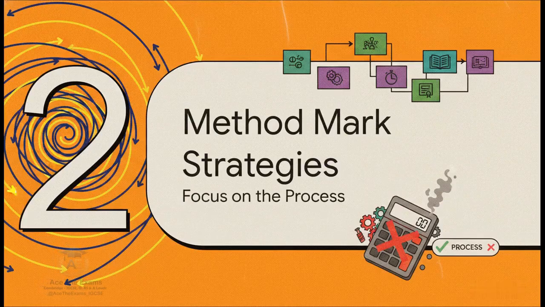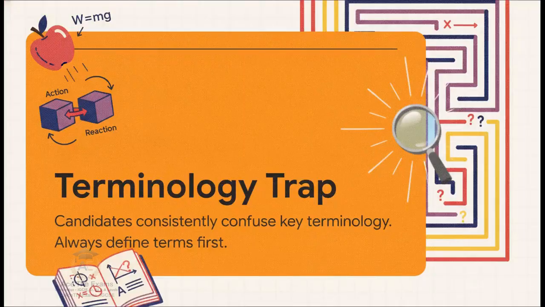Section 2. Mastering Method Marks Strategies. Okay, let's talk about getting those quick wins. You have to define fundamental terminology precisely, as the 9702 syllabus requires. Newton's first law? A body remains at rest or in uniform motion unless acted on by a resultant force. Newton's second law? Resultant force is directly proportional to the rate of change of momentum. And the third law? When two bodies interact, they exert forces on each other that are equal in magnitude and opposite in direction.